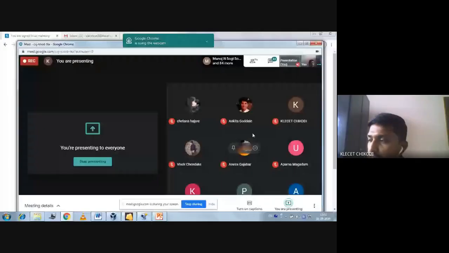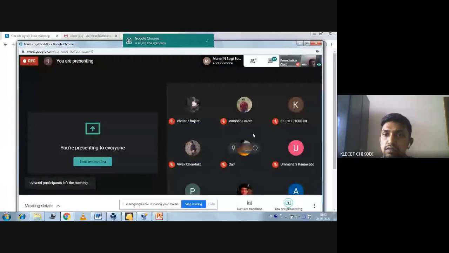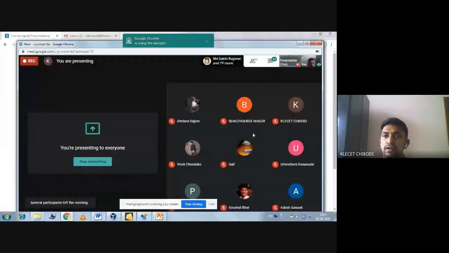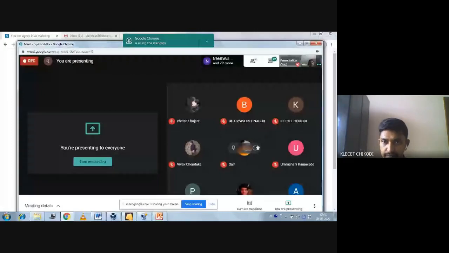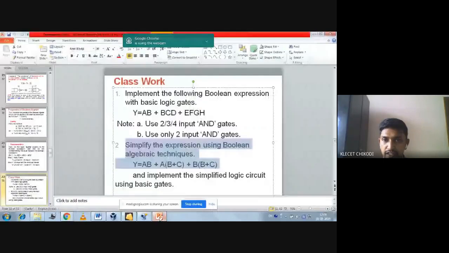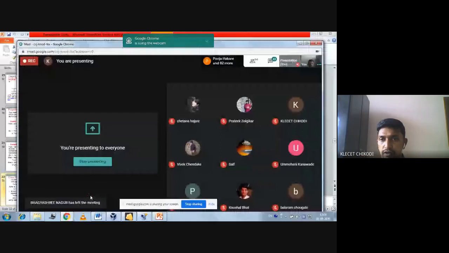Anybody has done that? The second one? Just put a comment if you are done. Second one, this one, simplify the expression using Boolean algebraic techniques. That is y is equal to ab plus a into b plus c plus b into b plus c. Anybody has done that? Just put a comment there if you have done that.